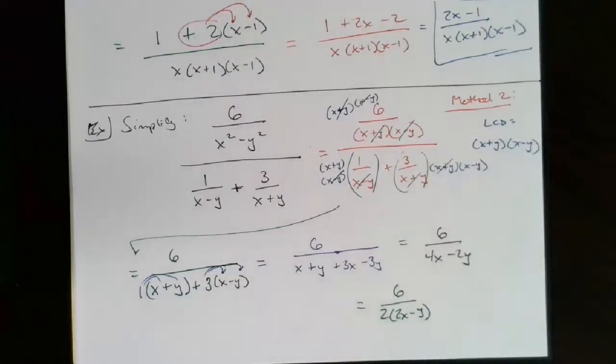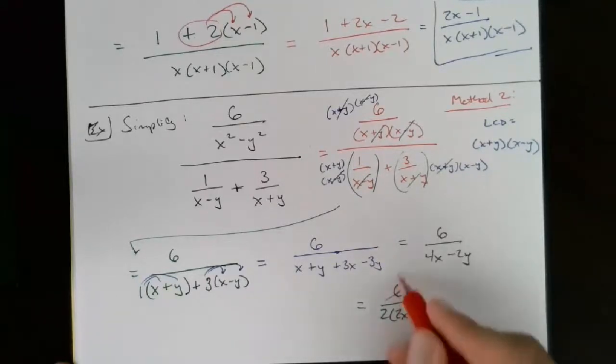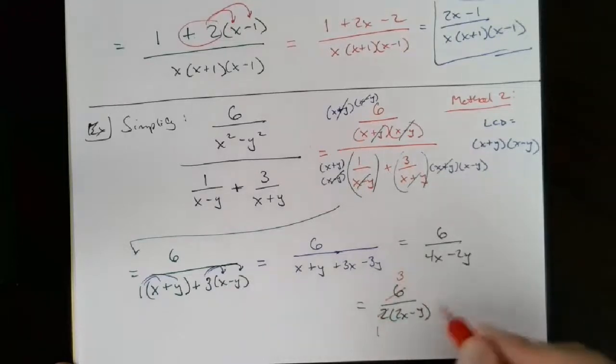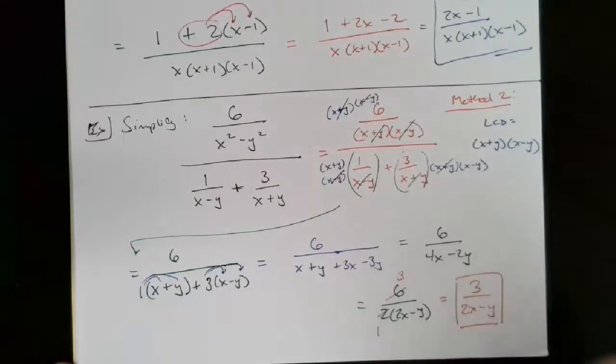And then you should notice that now you can cancel between the 6 and the 2 that's out in front, because now it's multiplication, so that's when you're allowed to cancel. So 6 divided by 2 would give me 3, 2 divided by 2 gives me 1. So I'm left with 3 over 1 times 2x minus y, which is just 2x minus y. And that's the answer. Remember, that's using method 2.